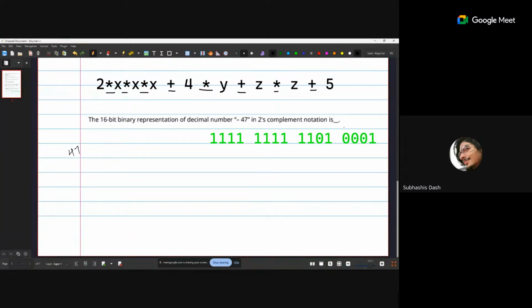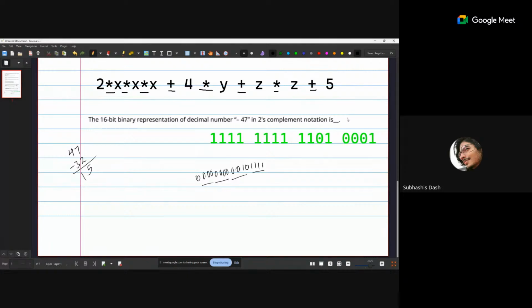So the nearest 2's power is 32. Subtracting this, we get 15. So this is less than 16, but it is one less. So directly we can just do 1, 0, 1, 1, 1, 1. Okay, so this is essentially 47. Now this is 16 bits, so we just have it like that. Yeah. So now we want to convert this into negative, or 2's complement we want.